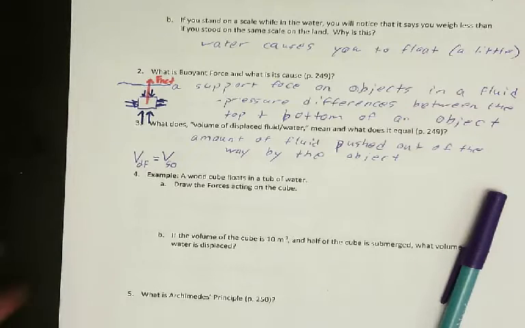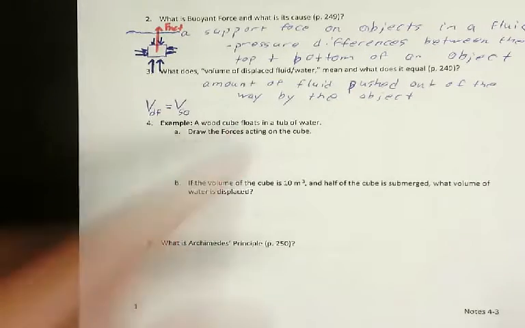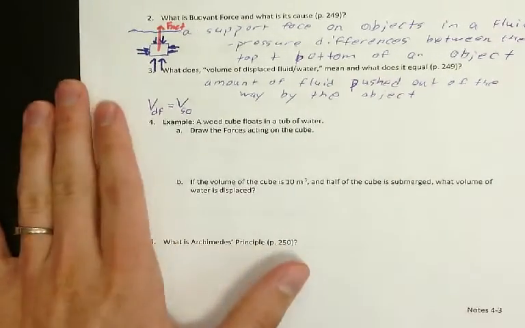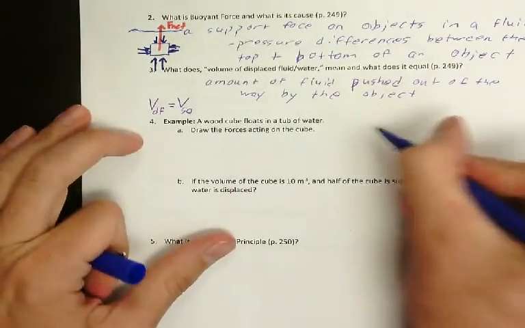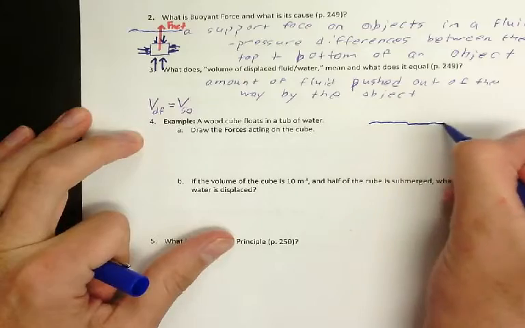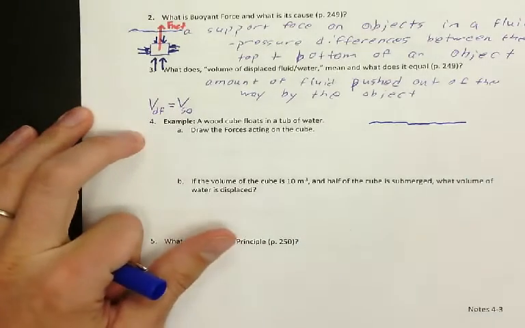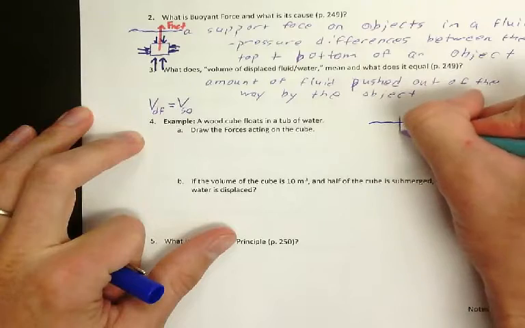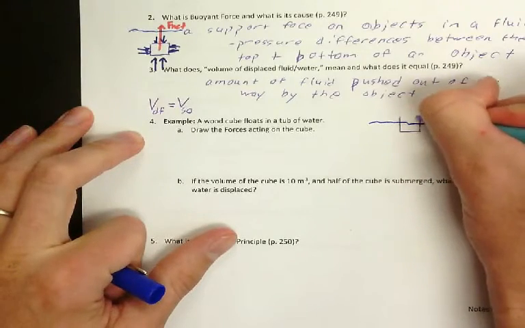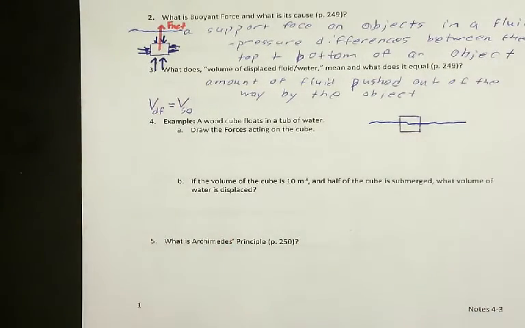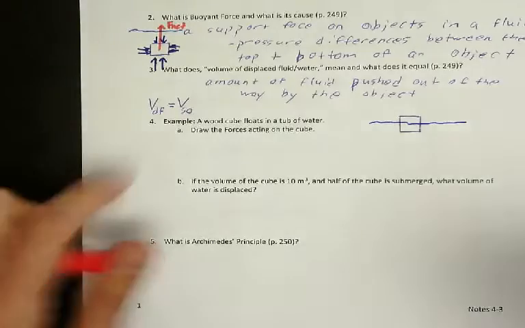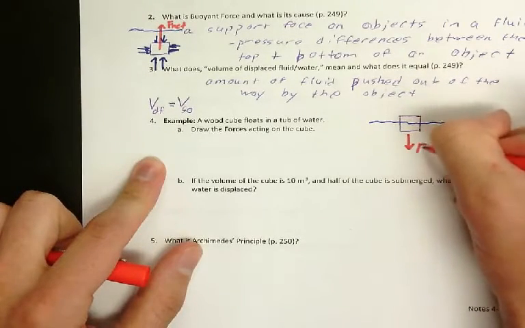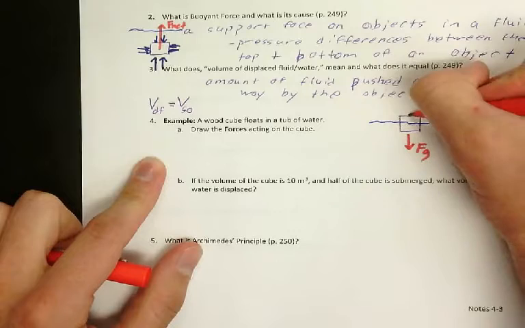All right, so let's do an example. A wood cube floats in a tub of water. So let's draw the forces acting here. So we've got our tub of water. And we've got our wood cube. What are the forces acting? Gravity, obviously, and buoyant force.